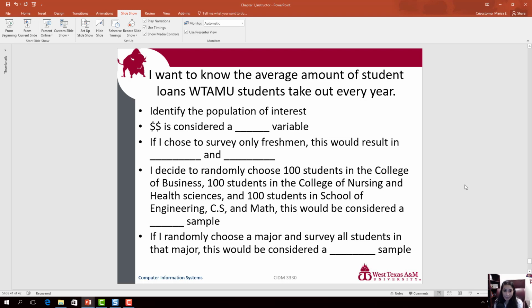So take some time. Identify the population of interest. Our population of interest are WT students. Money is considered a numerical discrete variable. If I chose to survey only freshmen, this would result in coverage error and selection bias. I decided to randomly choose 100 students from each of these colleges. This would be considered a stratified sample. If I randomly choose a major and survey all students in that major, this would be considered a cluster sample.